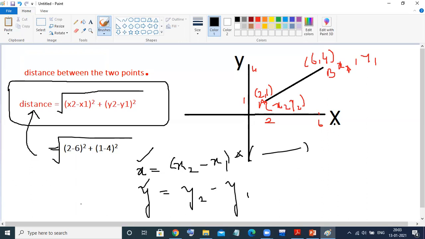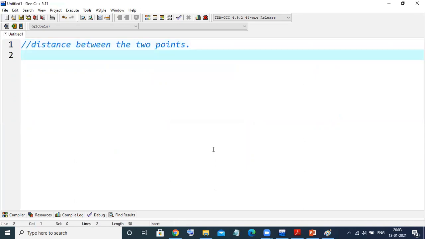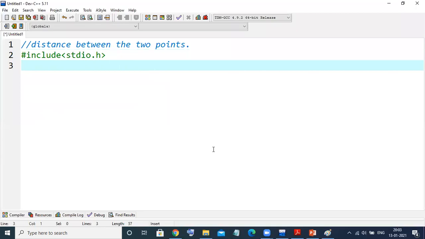So let us implement this simple program using Dev C++. The comment would be distance between the 2 points. Now, hash include stdio dot h, void main.